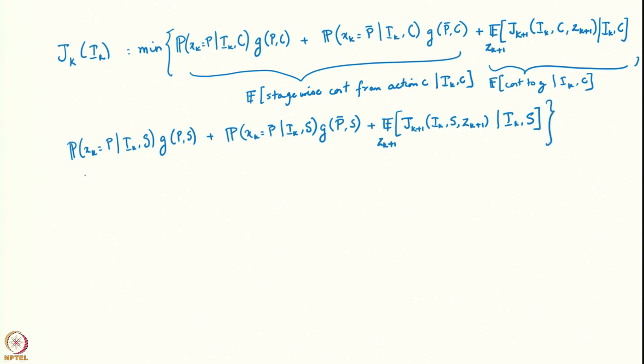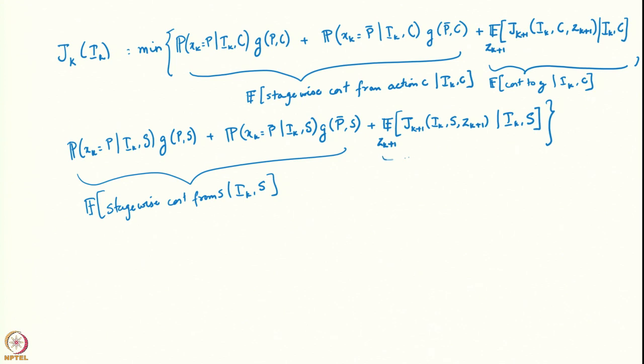So I have written out once again, this here is the expectation of the stage wise cost from s given ik comma s, and this here is the expected cost to go given ik comma s, right.